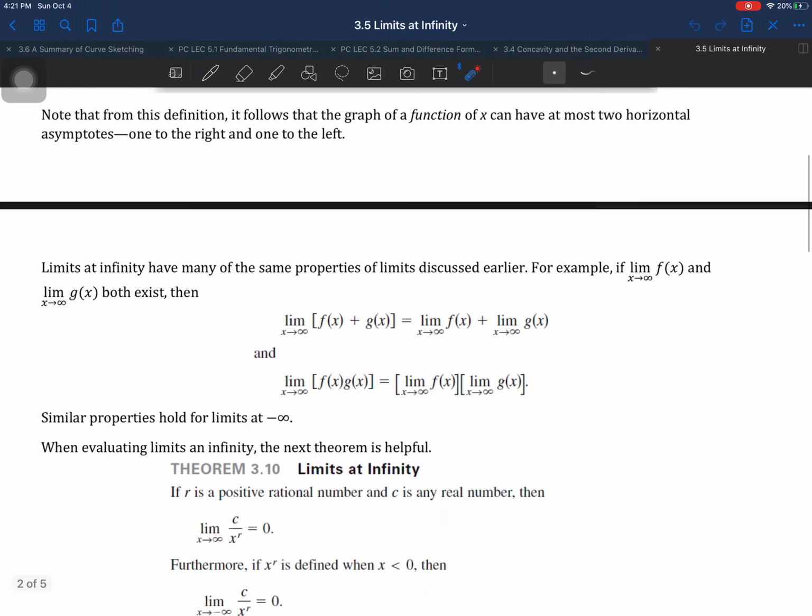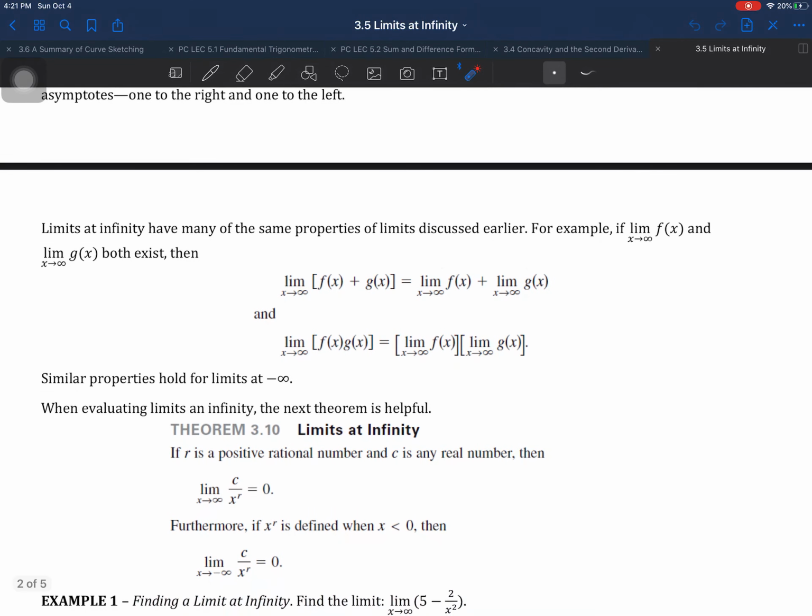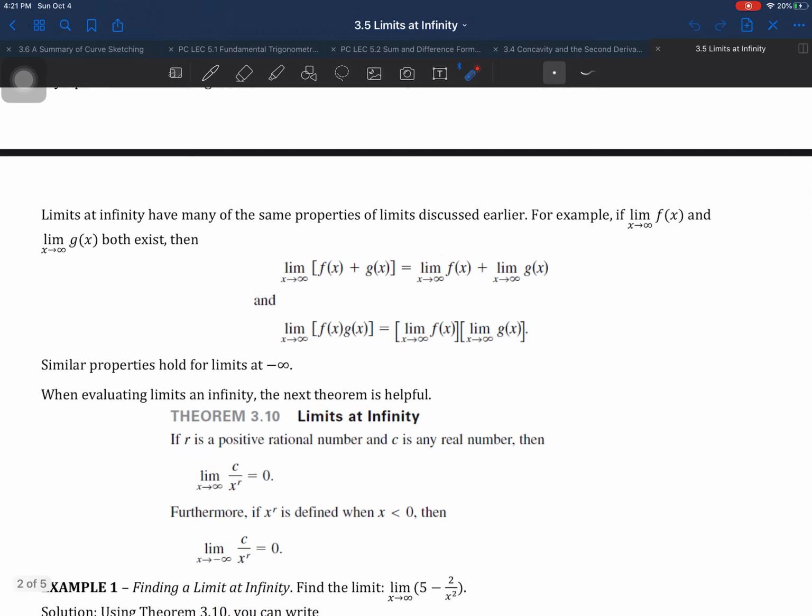All right. So before we jump into that, we're going to discuss a few properties for limits, and they follow from what we have discussed before. If the limit of f(x) as x goes to infinity and the limit of g(x) as x goes to infinity both exist, then we can separate the two functions into their own independent limits. This also works for multiplication.